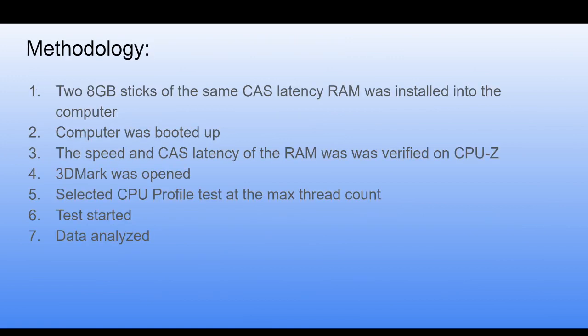Methodology. So first, two 8GB sticks of the same cache latency RAM were installed into the computer. Second, the computer was booted up. Third, the speed and cache latency of the RAM were verified on CPU-Z. Fourth, 3D Mark was opened up. Fifth, we selected the CPU profile test at the max thread count. Sixth, we started the test. And seventh, analyzed the data after the test finished.